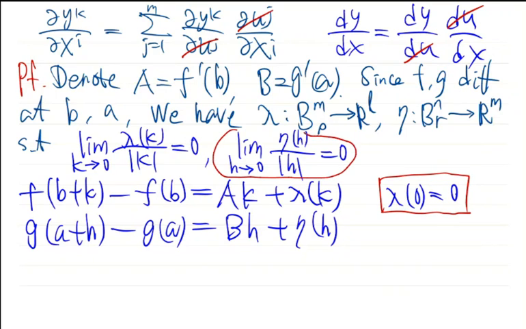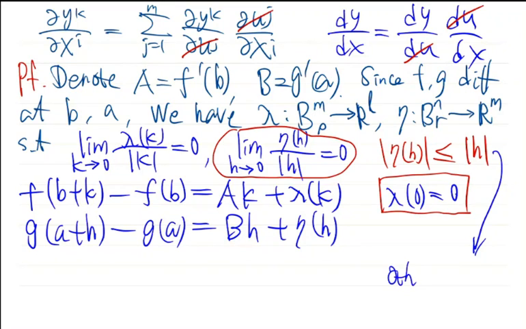From this, we might also assume that the norm of eta h is not greater than the norm of h. Okay. Otherwise, you decrease the r. This must be true. If this is not true, you might decrease r to make it true. So this is the basic property of limit. The limit is 0. 0 is less than 1.